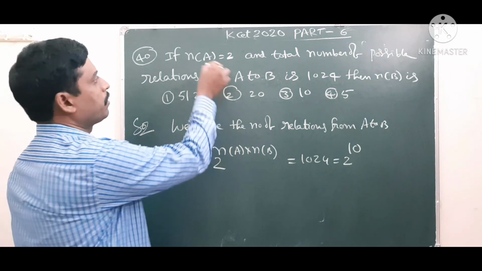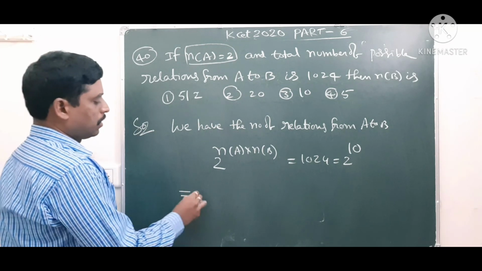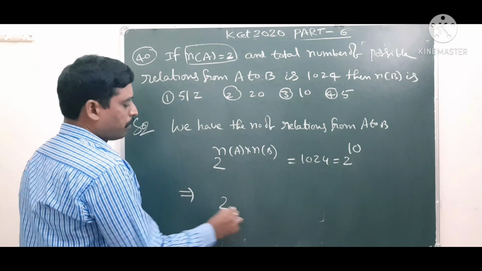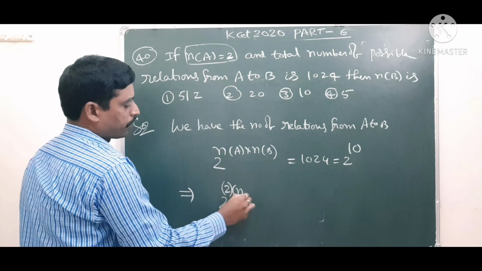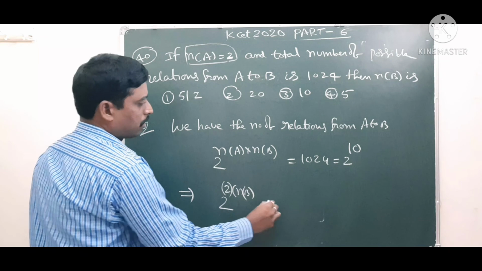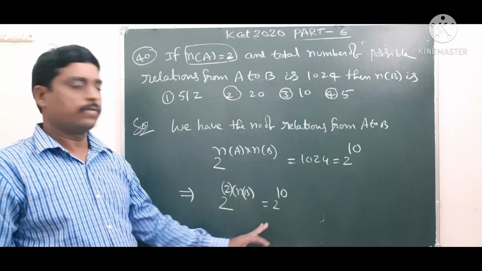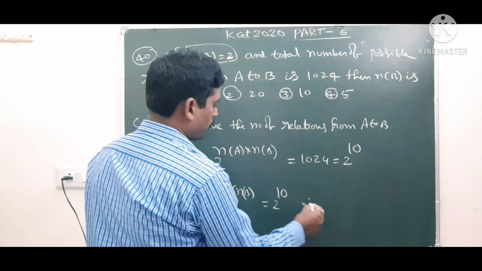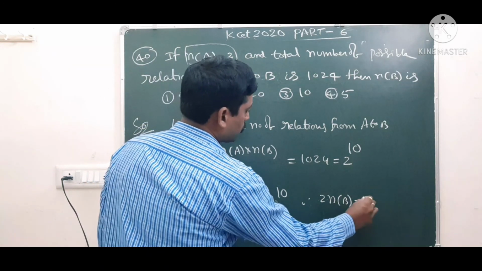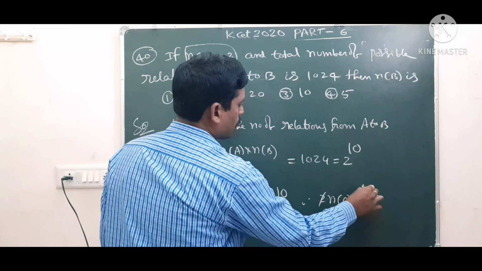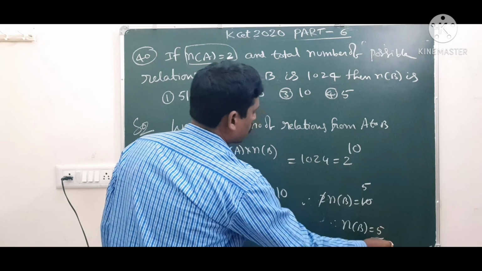In this, how many elements does A have? 2 elements are given. Next, this would be 2 power n of A, value 2, into n of B is equal to 2 power 10. In this, the bases are equal, so the powers are also equal. 2 into n of B is equal to 10. 2 ones are 2, 5 twos are 10, cancel. Therefore n of B is equal to 5.